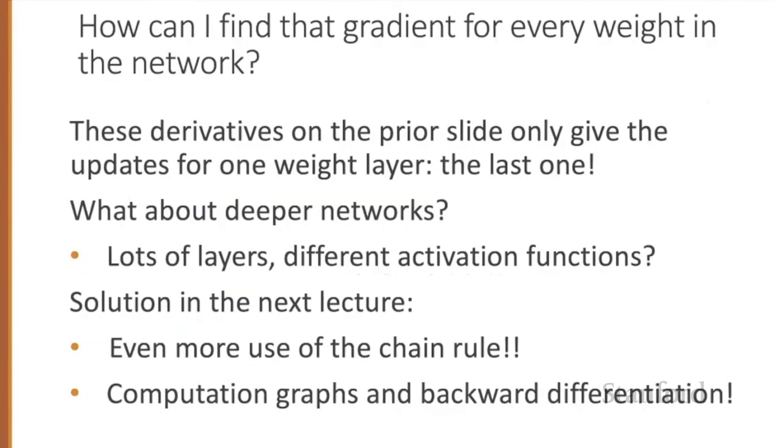The derivatives we used on the prior slide for logistic regression only give the updates for that last weight layer. Logistic regression only has one weight layer. But what about deeper networks where we have lots of layers? And furthermore, we have different activation functions, not just sigmoids. We'll see the solution in the next lecture, and we'll have even more use of the chain rule, and we'll introduce the big idea of computation graphs and backward differentiation.